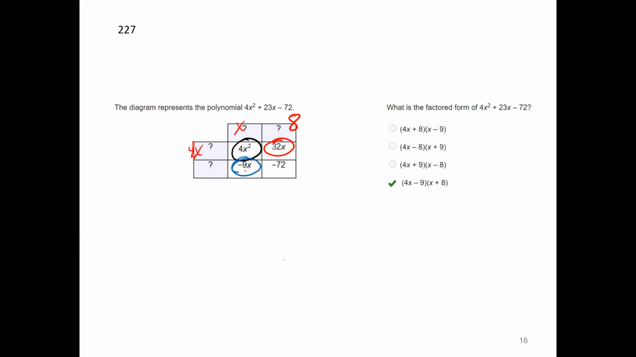Now let's take a look over here, okay? Negative 9x. There's already an x up here, so that has to be a negative 9, because negative 9 times x is negative 9x. Last one, negative 72. Does negative 9 times 8 give me negative 72? Yeah, it does. So this is like a perfect little puzzle. You just have to move things around until you get to the nice little puzzle. So then what is your answer? Your answer is going to be going across: x plus 8. Going down: 4x minus 9. So which answer shows that? D is the only one that is available.